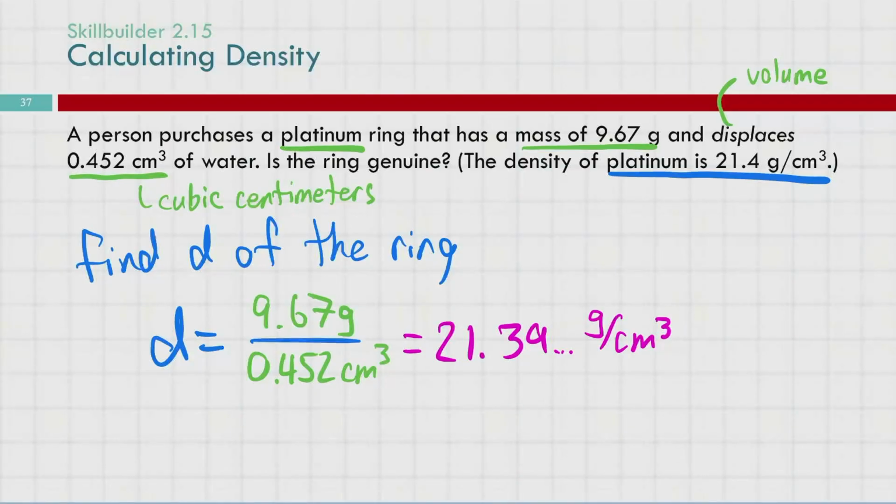Got an answer of yes if we round up. So let's say we round that to 21.4 grams per cubic centimeter. Is that our answer? Yes. What was the question? Is the ring genuine? Does 21.4 grams per cubic centimeter answer the question, is the ring genuine?